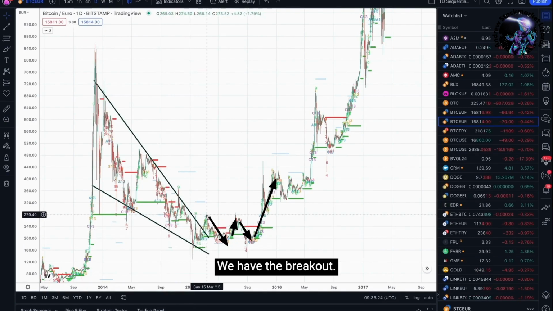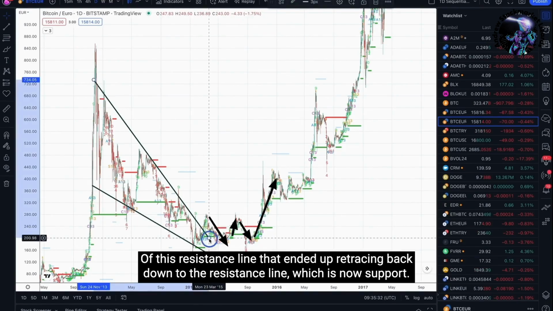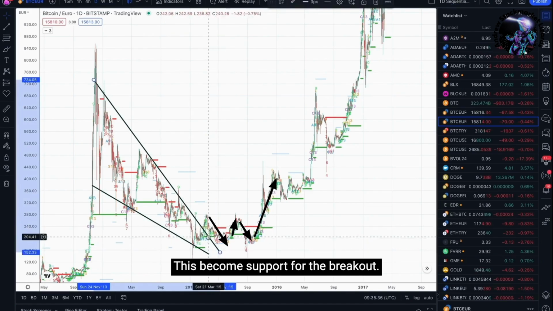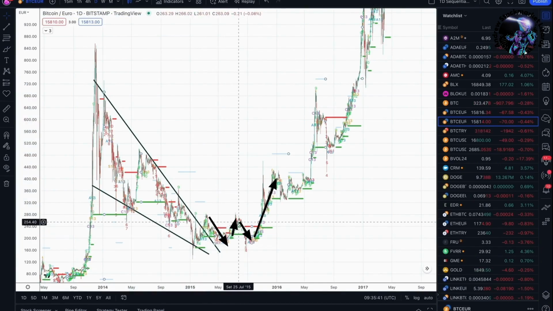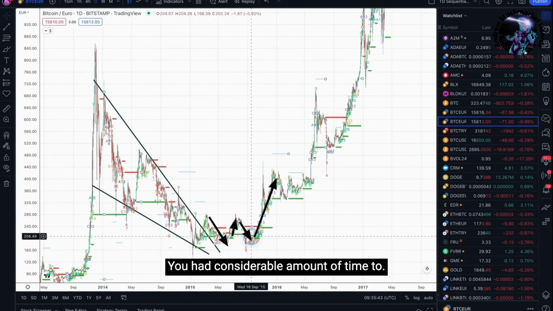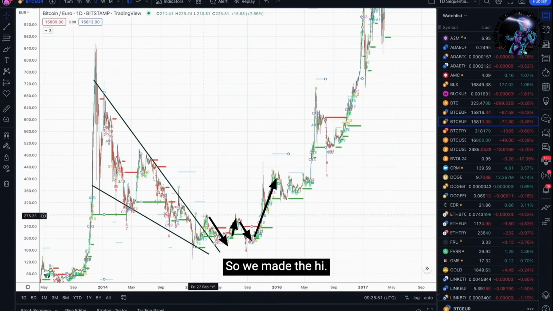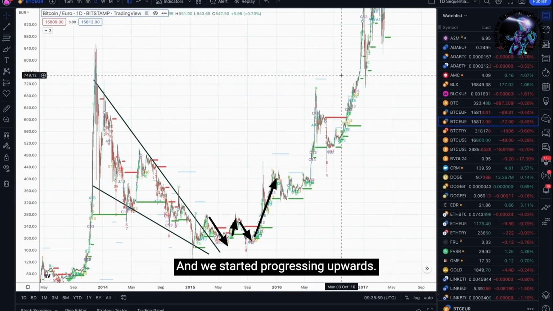We have the breakout of this resistance line that ended up retracing back down to the resistance line, which is now support. So if you drag this out, this becomes support for the breakout. What happened then was we had accumulation where you had considerable amount of time to catch prices at this level before then breaking out. So we made a high, we retested that high, and then on the third attempt, we bust through the door and we started pushing upwards.